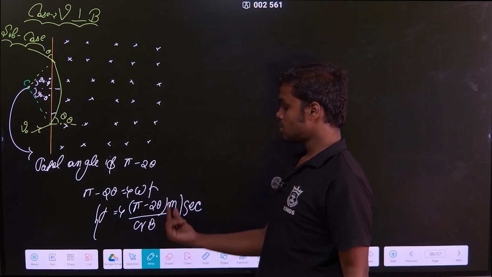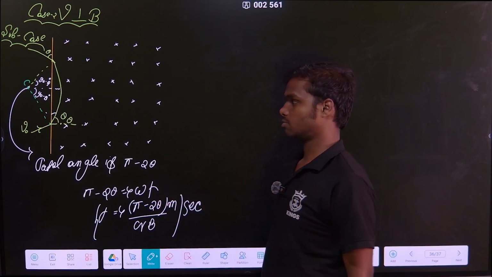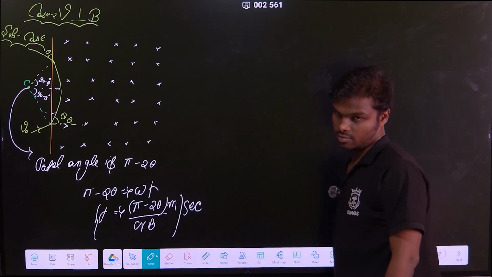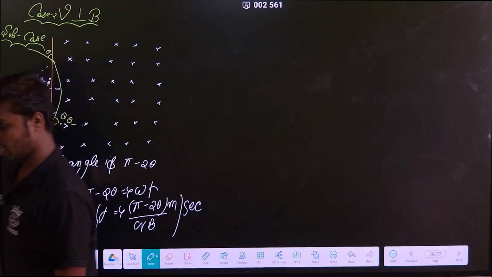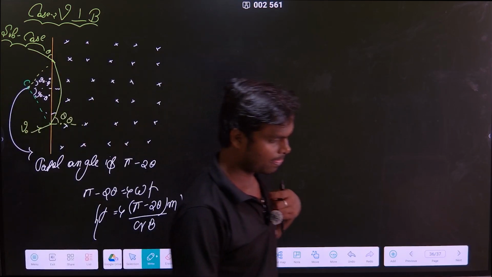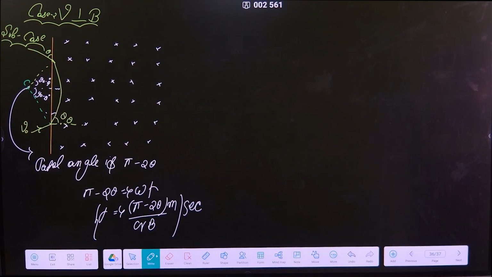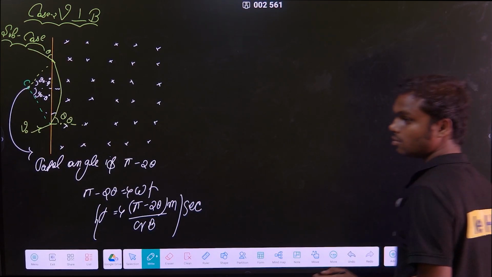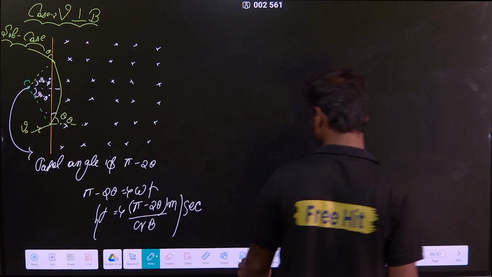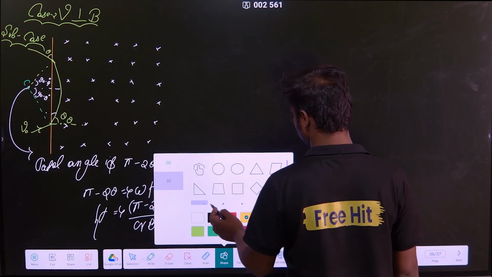If you make this theta equal to 0, then in that case the time will be pi m upon 2B. Correct? Any doubt? Any doubt is there? Completed? Any doubt? Okay, clear? Clear?